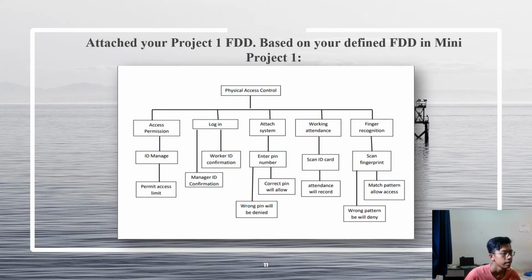Okay, that's for attaching your project on FTD based on your defined FTD and rename project 1. Okay, for physical access control, access permission to ID manage to meet access limit. And then login, worker ID confirmation, manager ID confirmation. Attach system, enter pin number. If correct, pin will allow. If wrong, pin will be denied and try again.